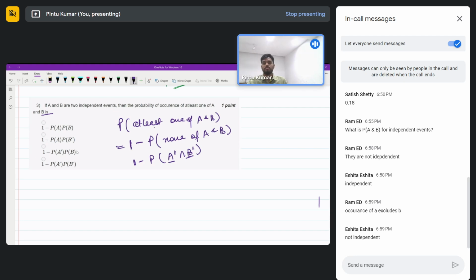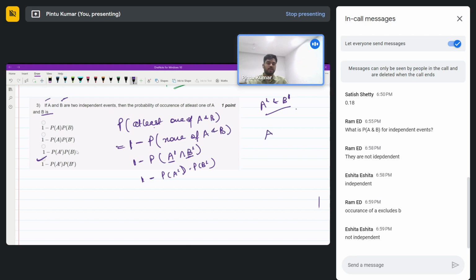Now, because A and B are two independent events, you can easily show that A complement and B complement are also independent events. You can prove it just using the formula or the definition that I mentioned. So this would mean that this is 1 minus probability of A complement into probability of B complement. Okay, so this option is correct.